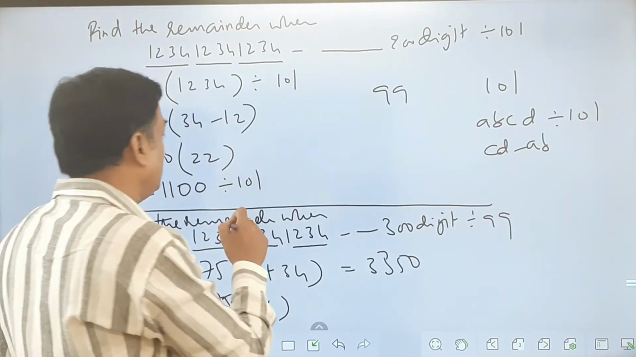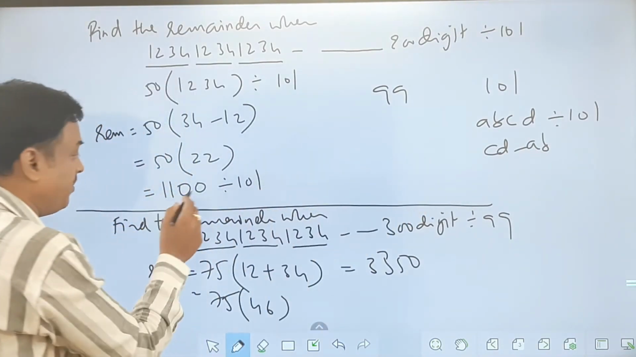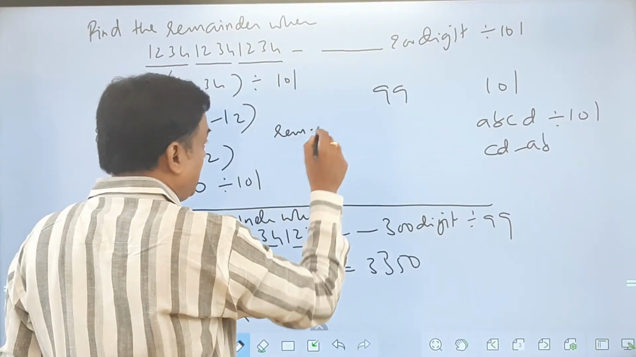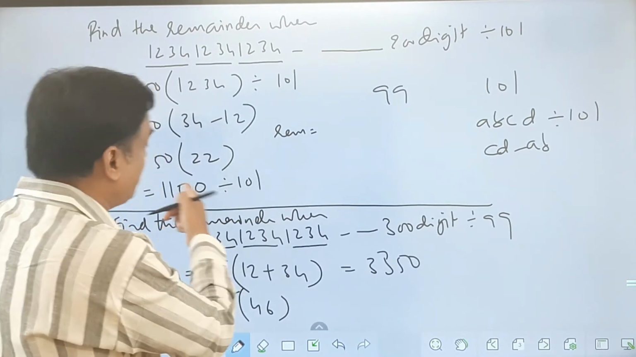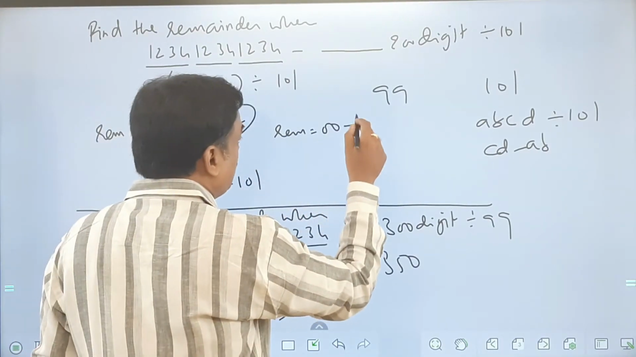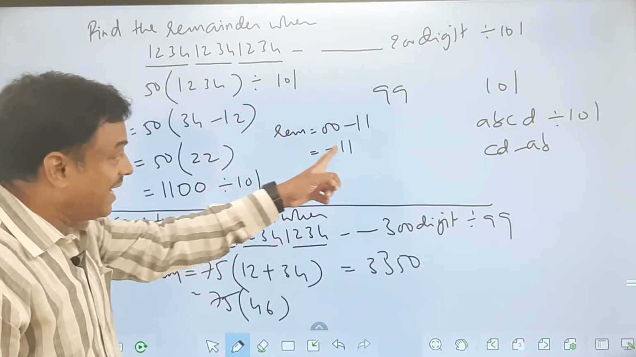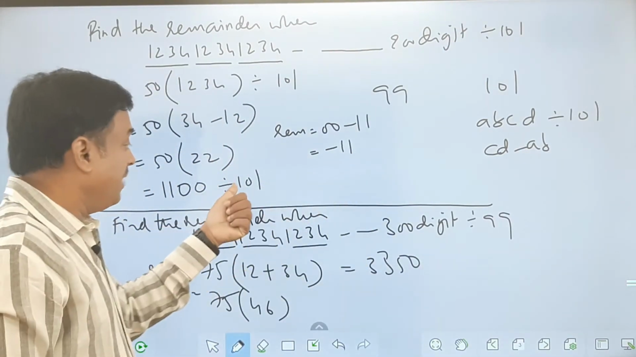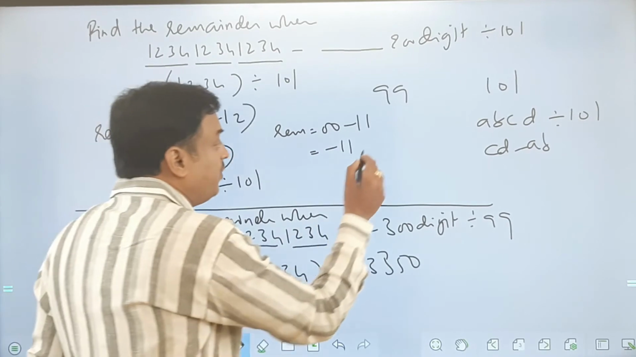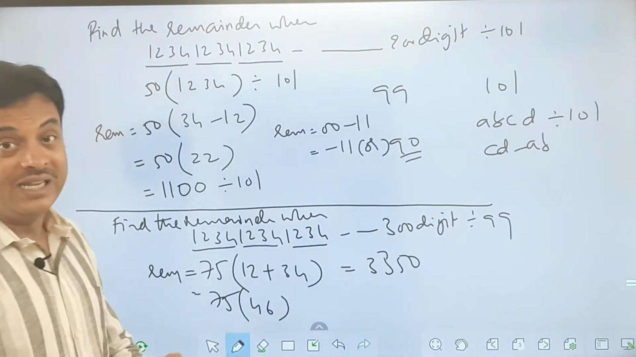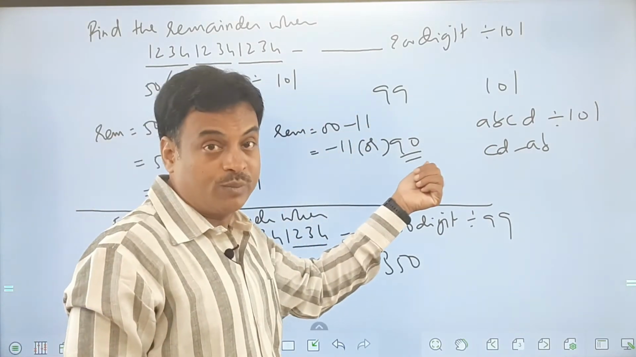So if I divide it once again, this is in the form of ABCD divided by 101, and finally the remainder will be last two digits minus first two digits. That means 00 minus 11, which is going to be minus 11. But a negative answer cannot be the remainder. So 101 minus 11 will be 90. So my ultimate answer here is how much? 90. For 101, 90 can be a possible remainder.